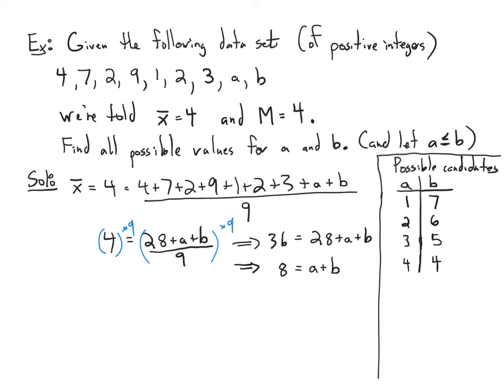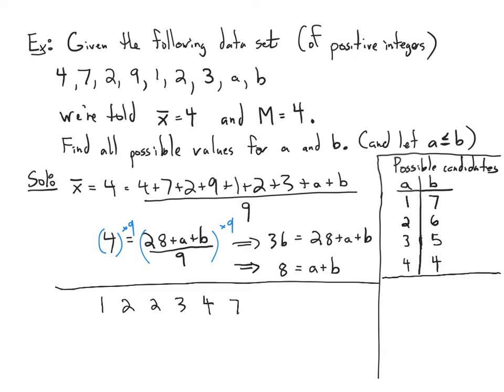So our question is, which, if any, of these values, when we put back into our data, gives us a mean of 4? So let's order the data that we have. So we have 1, 2, 2, 3, 4, 7, 9, and the two unknowns. Good. And we just have to check each case. What happens when we put these other data points in?